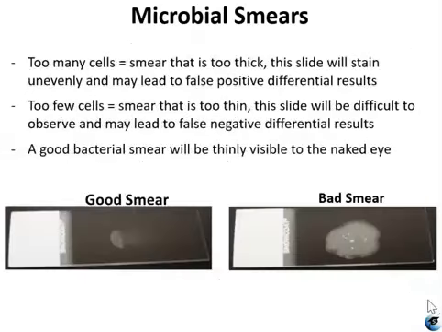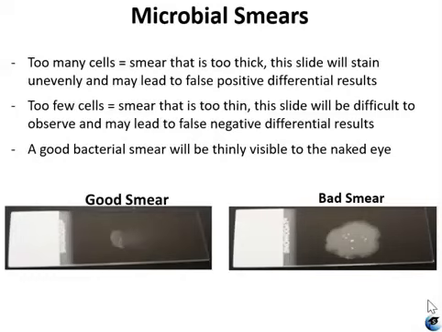Another thing to consider with your smear is you don't want the cells to be on there in a layer that's too thick or too thin. A smear that's too thick will result in an uneven stain, and it may also lead to false results for your differential stains. A smear that's too thin will result in cells that are really hard to find and difficult to view, and that can also mess with the results of your differential stains.